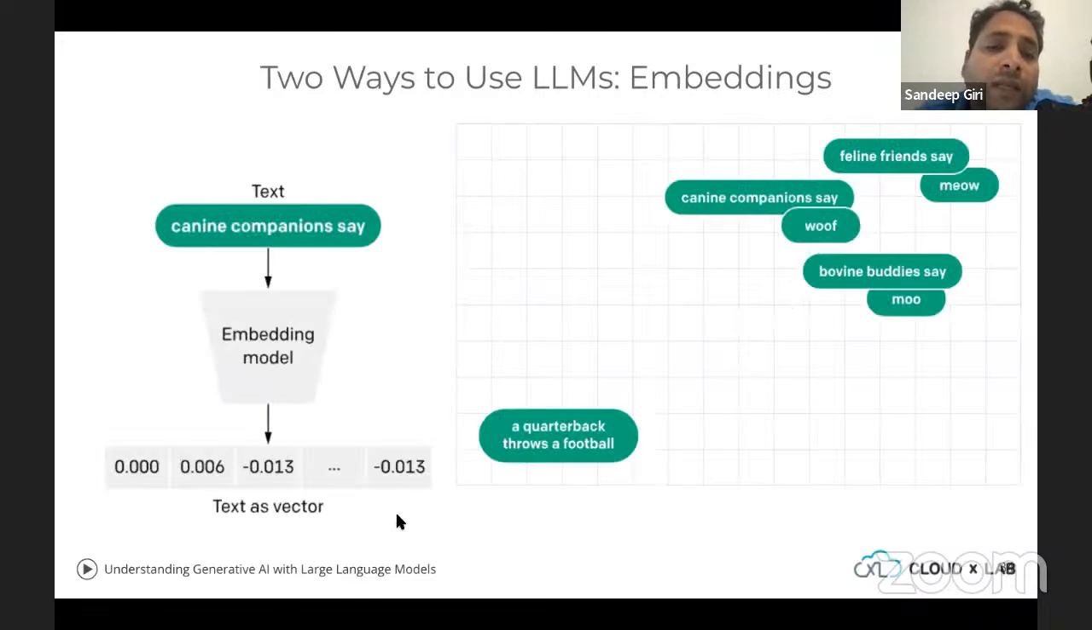Now, essentially, when you are entering the text, if this is the vector that is getting generated, if you plot this data, this is multidimensional, of course, but you can try to visualize it in this way. If it was two-dimensional, this is how it will look like. Okay. So canine companions say woof, right? These are very close to each other, right? Bovine buddies say moo. Okay. Feline friends say meow. Okay, so these are very close to each other, while this sentence is far away from each of them. Okay, so basically similar things end up close to each other.